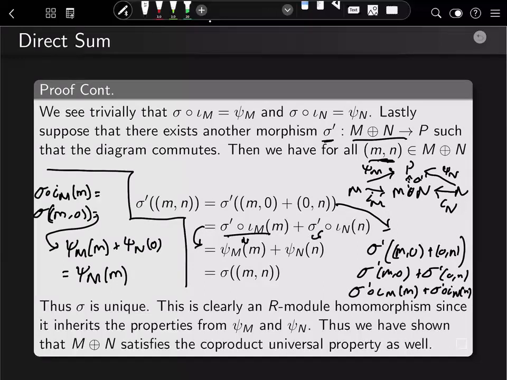And so we have shown that the direct sum of m and n satisfies the coproduct universal property as well. So just to recap, we've shown that the direct sum of R modules satisfies the categorical definition of both products and coproducts in the category of R modules. This is one of the components that make the category of R modules an abelian category, which is a nicer category to work in.